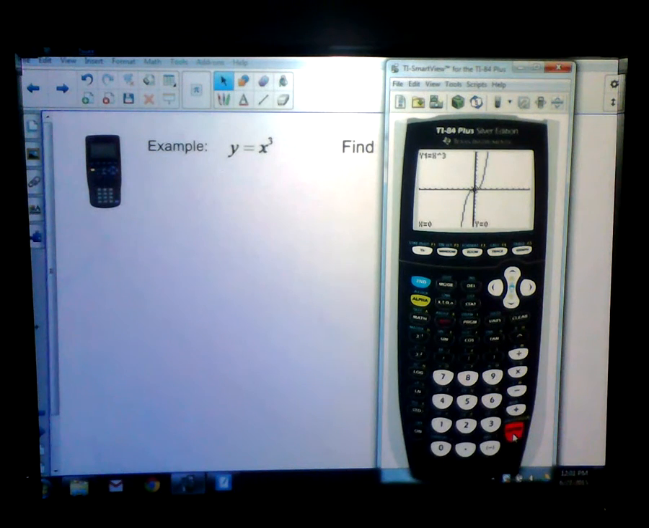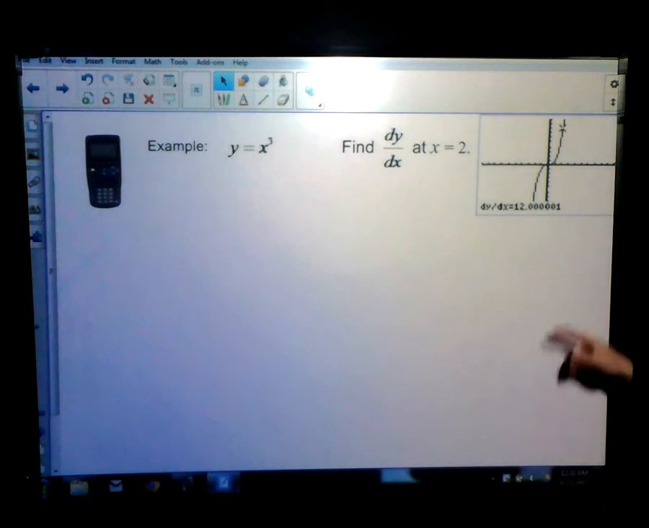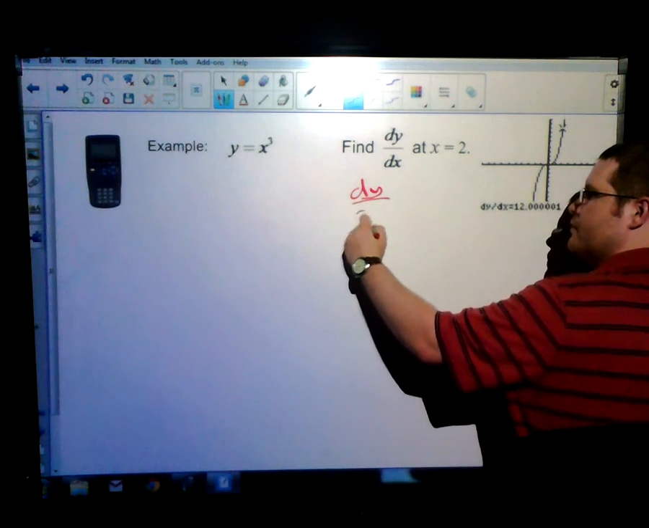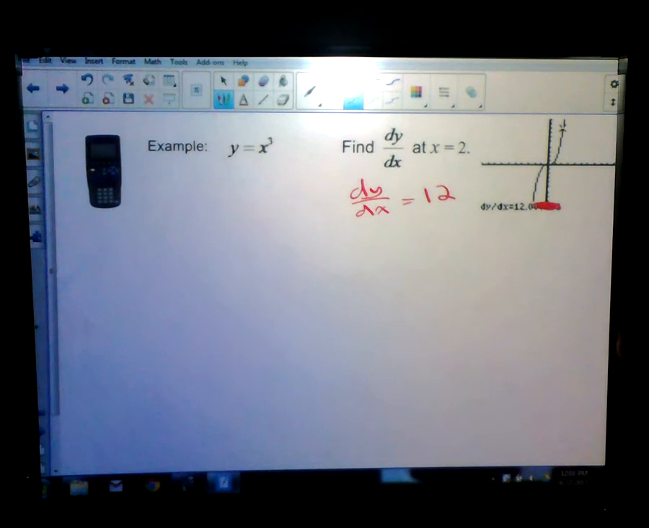There's the original graph of x cubed. I wanted the slope at 2, and I get 12.000000001. Be smart. The derivative is 12. I don't care about this. It's an estimation. It's a rounding error. Calculator makes mistakes. So that's the most common way.